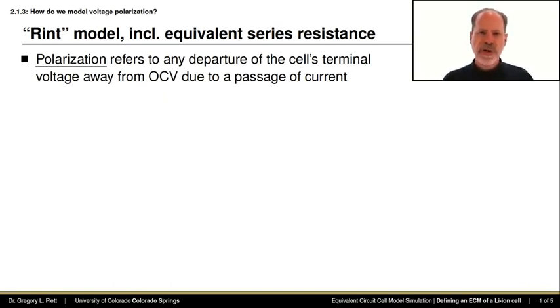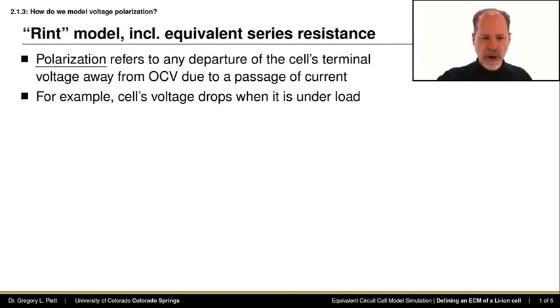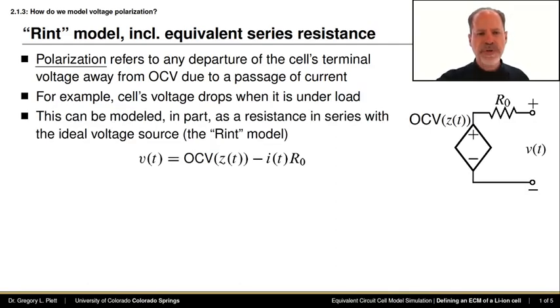Polarization is a term that refers to any difference between the measured terminal voltage of this cell and the cell's internal open circuit voltage due to the passage of electrical current through that cell. For example, you probably know that a battery cell's voltage drops when the cell is under load. And this voltage drop then can be modeled, at least in part, as a resistance in the circuit that's placed in series with the ideal voltage source.